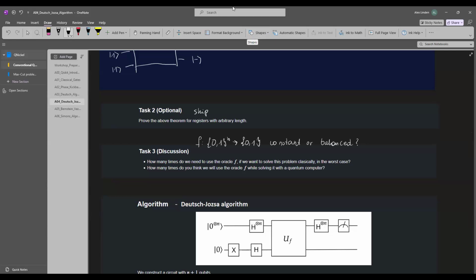First of all, if you don't know the answer, we can think about what will be harder to check, if it's constant or if it's balanced, or how many times we need to check. If you know the answer, you can write it in chat, of course, or say it out loud.